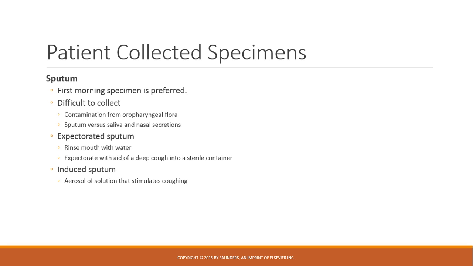So for an expectorated sputum, the patient rinses the mouth with water, spits it out, and then does a deep cough to produce the loogie. An induced sputum can also be collected, and that's where they inhale a substance that stimulates them to cough.